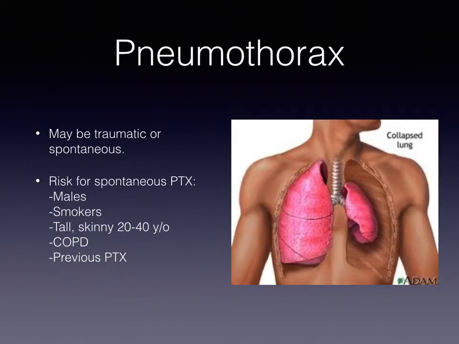Pneumothorax can cause shortness of breath. Remember, a lot of times we think of traumatic pneumothorax, but you can have a spontaneous pneumothorax as well. Risk for a spontaneous pneumothorax would be anybody who's male, a smoker, tall, skinny, 20 to 40-year-old, somebody who's a COPDer, as well as a history of previous pneumothorax. Those folks are all at risk for spontaneous pneumothorax.